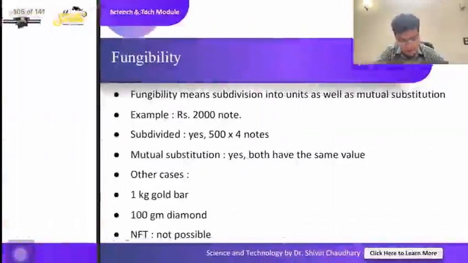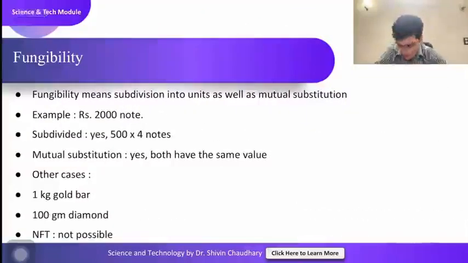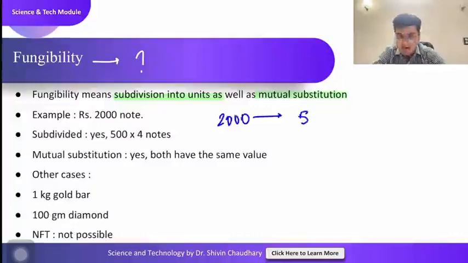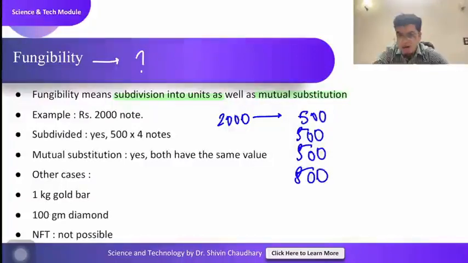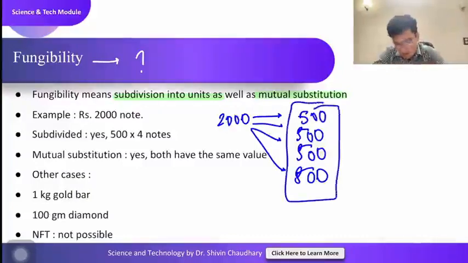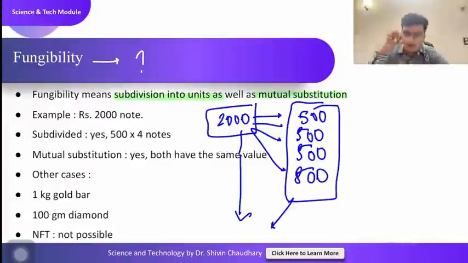But before that, tell me, what is fungibility? This you have to read in economics. Fungibility means subdivision into units and mutual substitution. For example, if there is a rupees 2000 note, you can divide it into subunits, 4 subunits are possible, right? This is the first criterion, division. Second is mutual substitution: they have the same value. 4 notes of 500 or 1 note of 2000, same value. So fungibility is subdivision and mutual substitution. This you have to read in economics also, right?